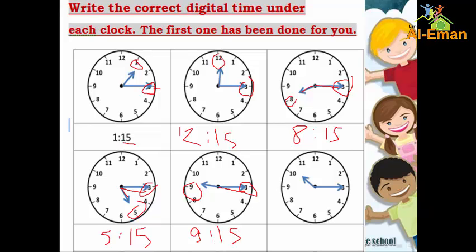The last one, the short hand points to 10, but the long hand points to 3. So we will write 10 in the hour. And in minutes we will write what? That's great. We will write 15. Okay, another question.